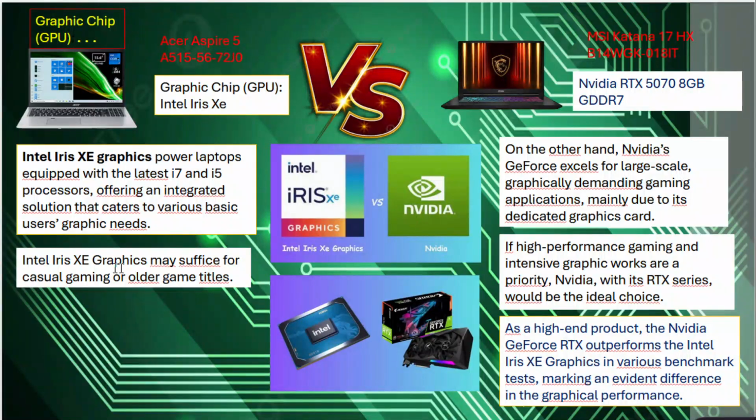Intel Iris Xe graphics may suffice for casual gaming or older game titles. On the other hand, NVIDIA's GeForce excels for large-scale, graphically demanding gaming applications, mainly due to its dedicated graphics card. If high-performance gaming and intensive graphic work are a priority, NVIDIA with its RTX series will be the ideal choice. As a high-end product, the NVIDIA GeForce RTX outperforms the Intel Iris Xe graphics in various benchmark tests, making an evident difference in graphical performance.